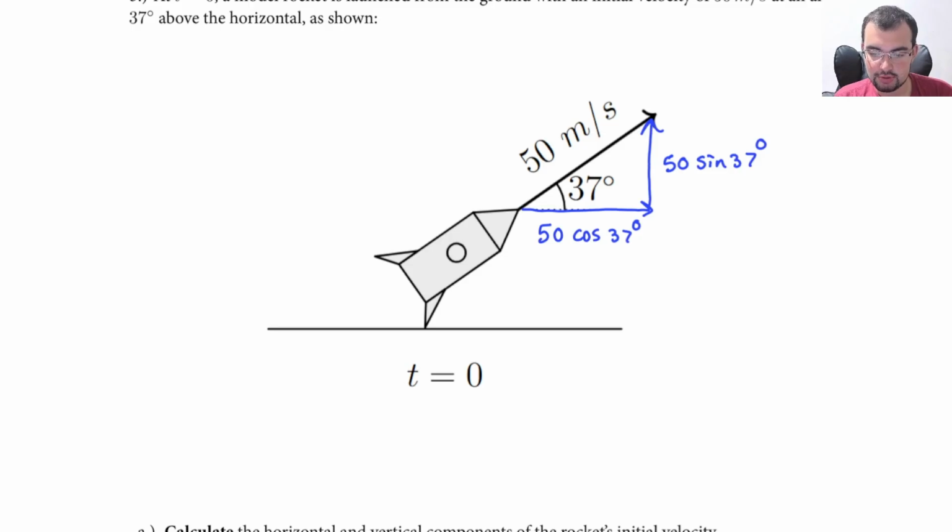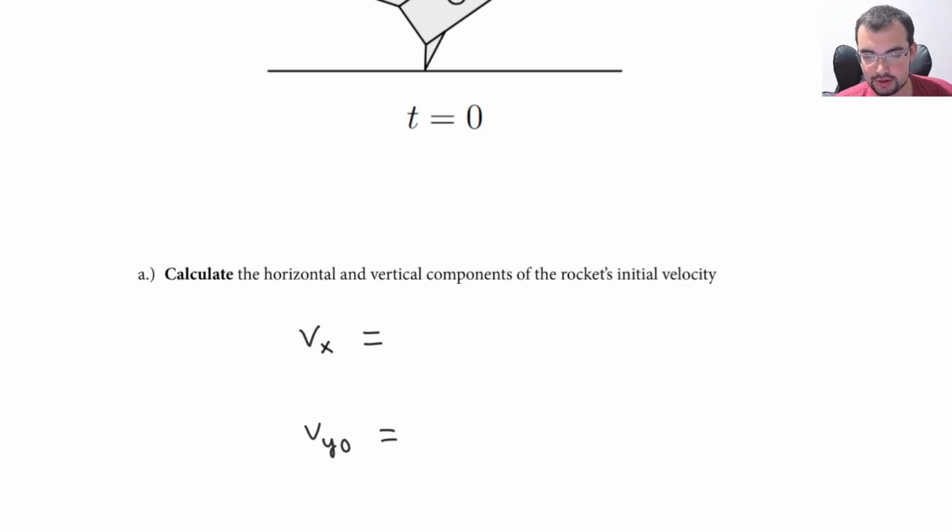And how do I know this is right? Well, cosine is associated with adjacent. So the 37 degrees touches the x component side, so I know this will be cosine. And sine 37 is associated with the vertical side, because the 37 degrees does not touch the y velocity side. And I said, what could we possibly think the velocities are?